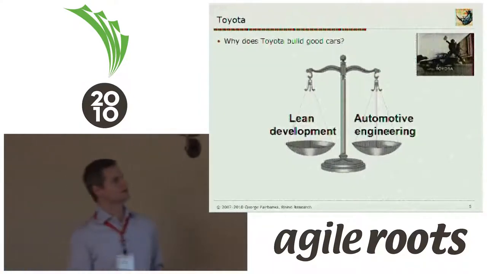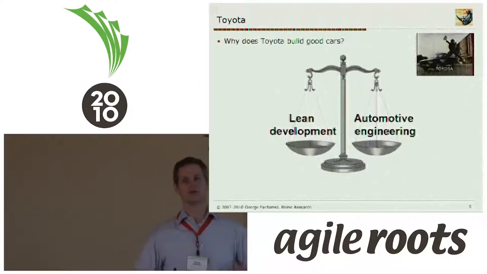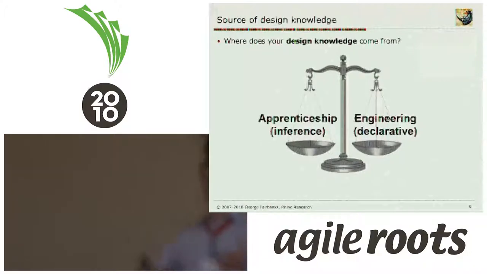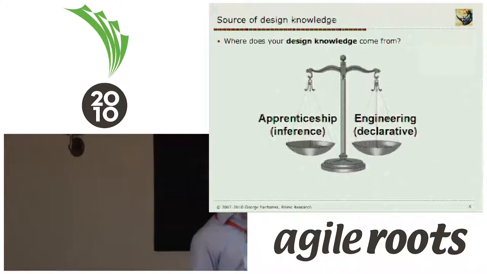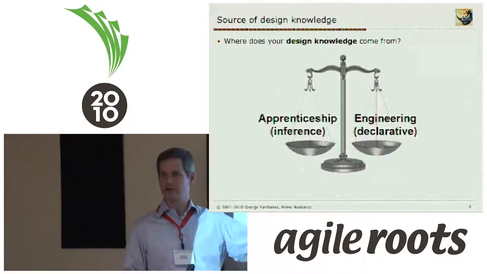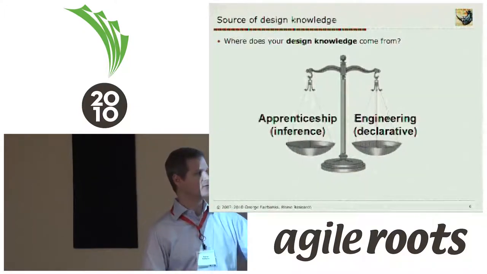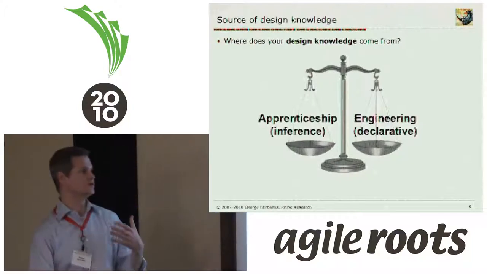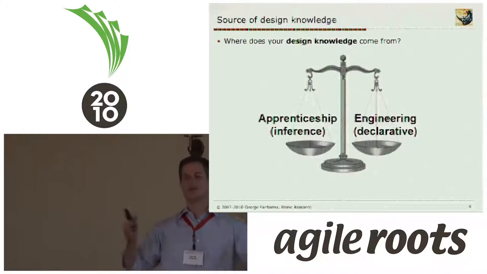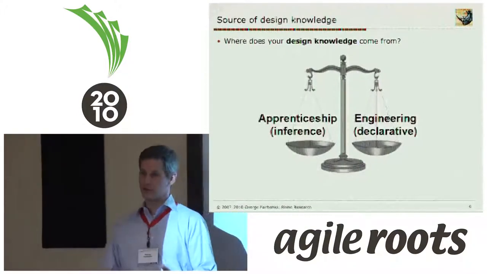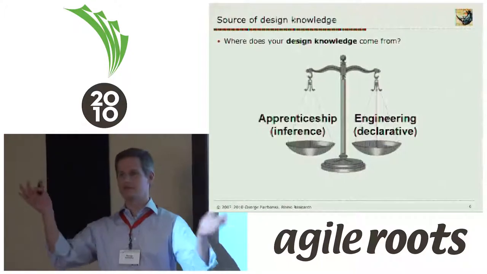So my second question to you guys is, where does your design knowledge come from? You sit down, you do some pair programming, you're going to build something, you've got great user stories. Your design knowledge, does it come from inference from having done lots of projects and you get to be a good developer? Or does it come from books? Did you read books on how to be a good designer? Which one did you do? Both. And obviously the answer is both. Okay. Now, Agile brings a whole bunch of technical practices with it, right? Test-driven design has been like the biggest revelation.